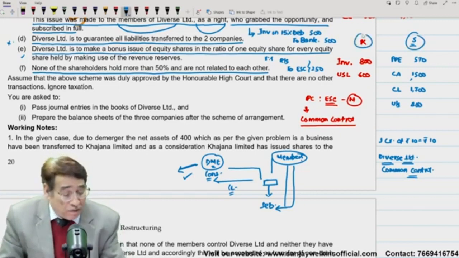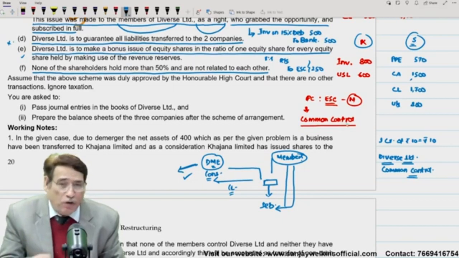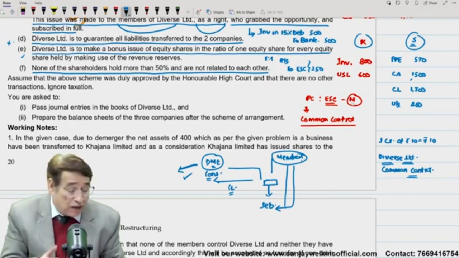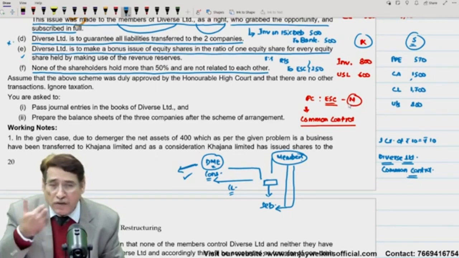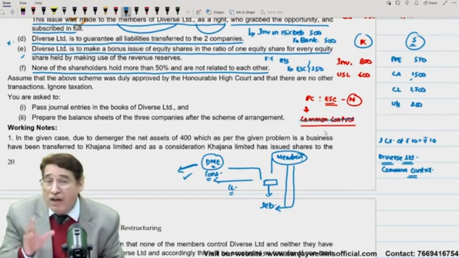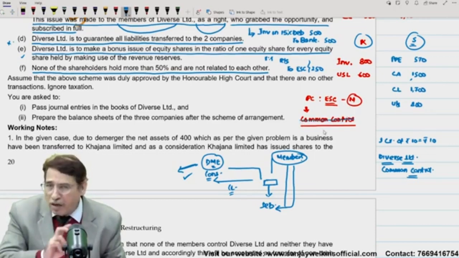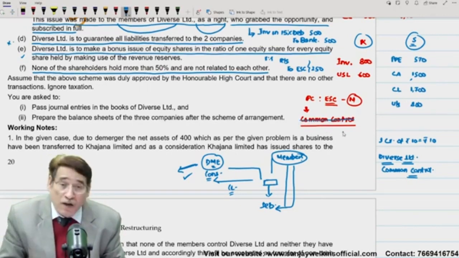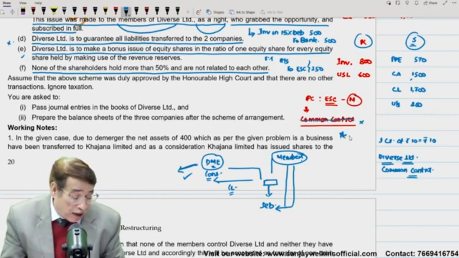But at the same time, as far as Khajana Limited is concerned, in this case Khajana Limited is delivering the consideration to the members. And so far, till this point, we were under the impression, or should I say you were under the impression, that it is a case of common control. But in the last line, it is very specifically mentioned that none of the shareholders holds more than 50%. So that means you are not going to treat it as a case of common control. You are going to treat it as a normal case of Ind AS 103, which means you will have to apply the acquisition method of accounting in the books of the acquirer company.